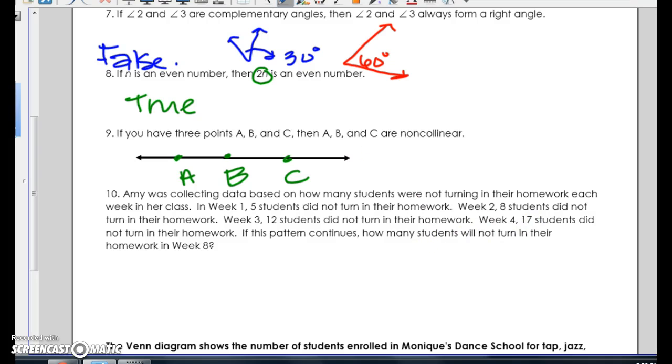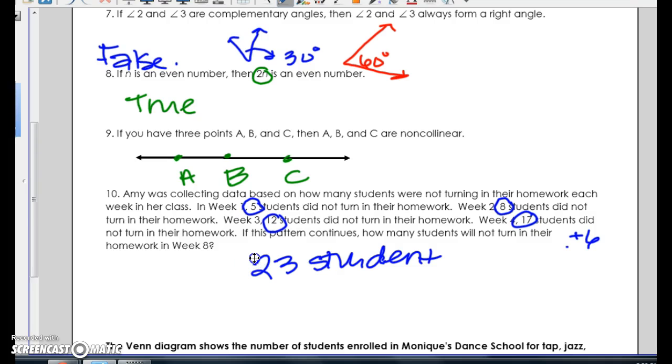So I noticed that each week, 5 plus 3 is 8, plus 4 onto that is 12, plus 5 onto that is 17. So I'm thinking if I add 6, because I did plus 3, plus 4, plus 5, if I add 6, then I could continue this pattern to say that in the next week, we'll do 17 plus 6. 17 plus 6 is 23. So we would say 23 students would not turn in their homework on week 8.